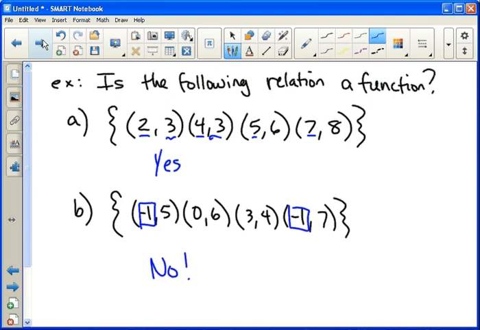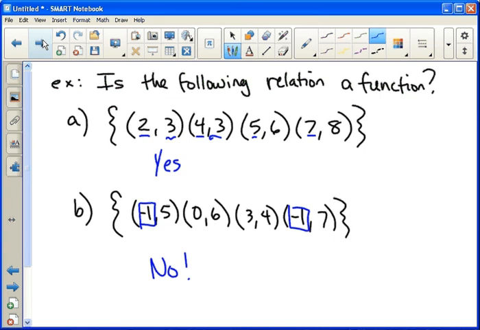But that's as easy as it is, sorry. That's all you have to do when you're trying to find out if these are functions or not. Just look at the x values. If they're all unique, it is a function. If they're not unique, if they are repeated, then it is not a function.